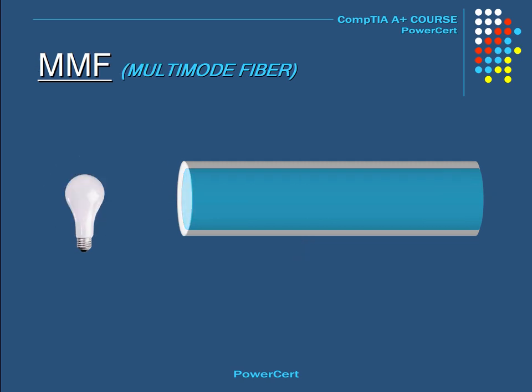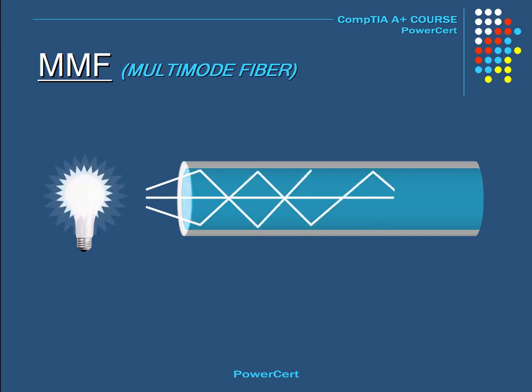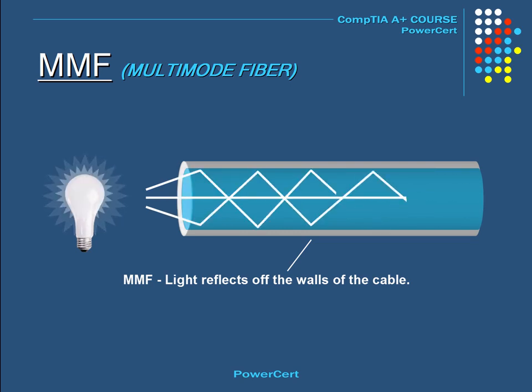Now this is multi-mode fiber, and the difference between multi-mode and single mode is that in multi-mode, light travels in multiple beams that reflect off the walls of the cable. And unlike single-mode fiber, multi-mode fiber is made for short distances.